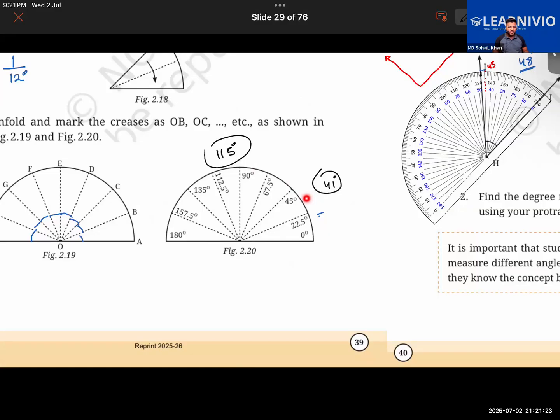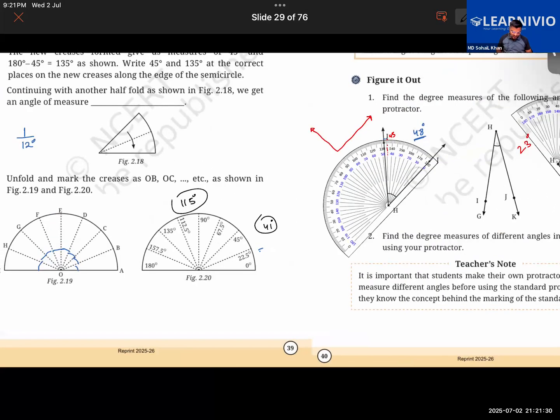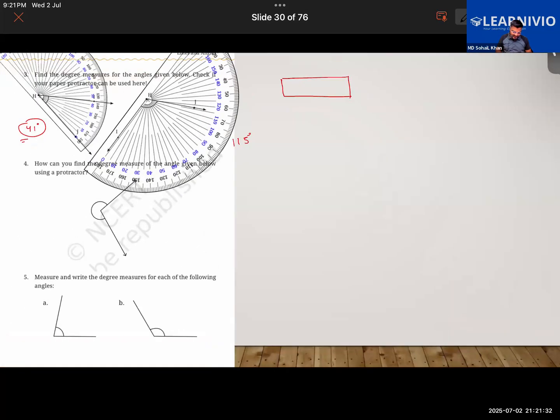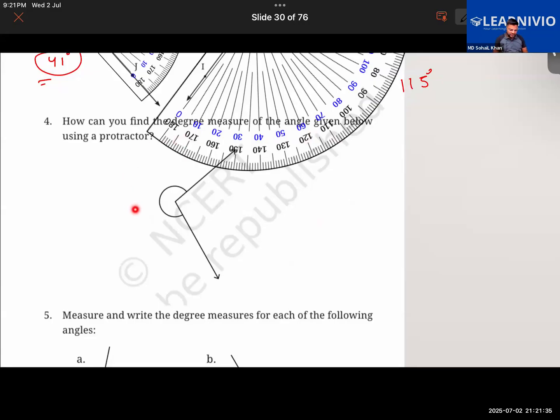No, sir. I cannot use it, I have it in my textbook. Yeah, you cannot use it, no? Yes. Okay.